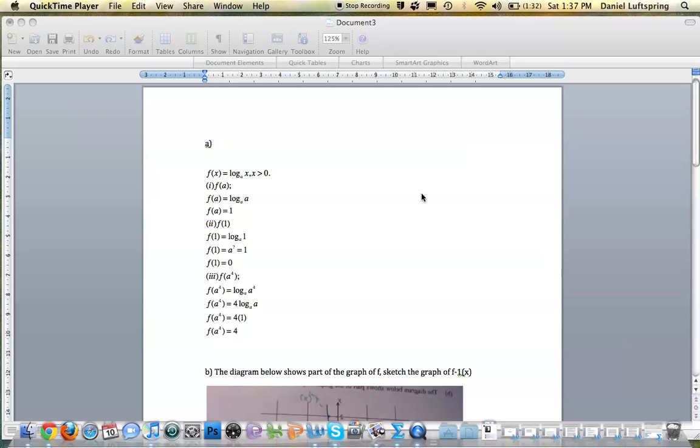Next we have find f of 1, and f of 1 is just some more plugging in. We have log 1 base a, which of course is actually asking you a to the power of what is equal to 1, which is of course going to be 0, and there's your answer.